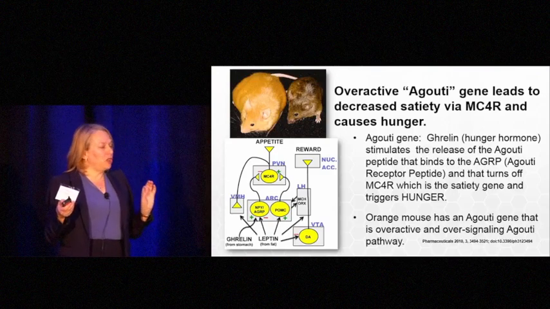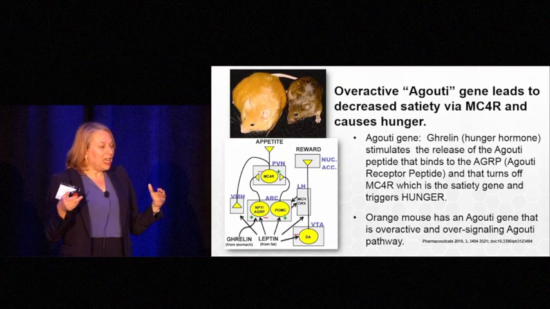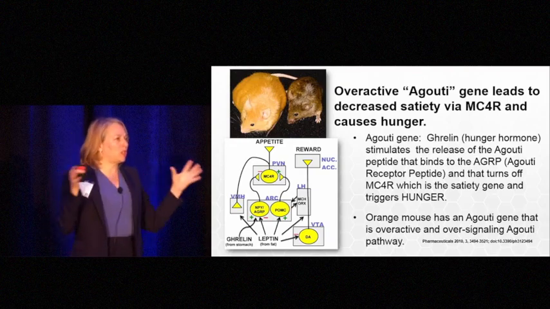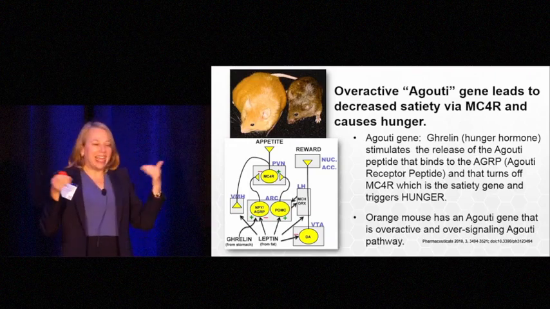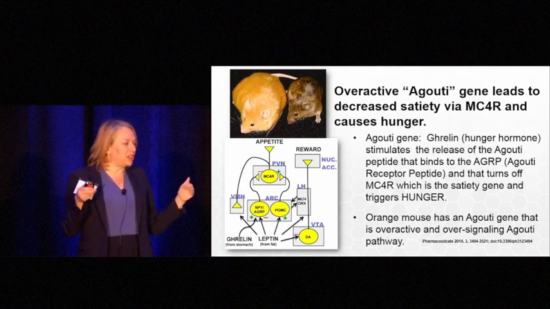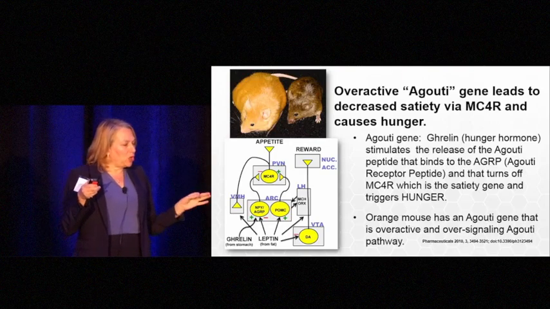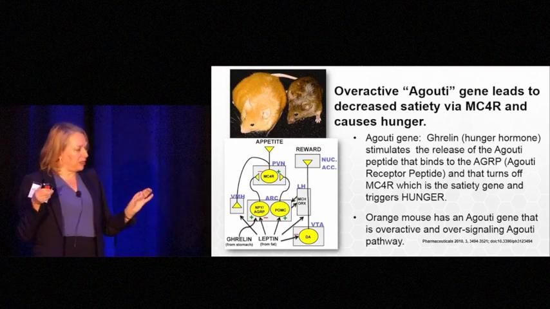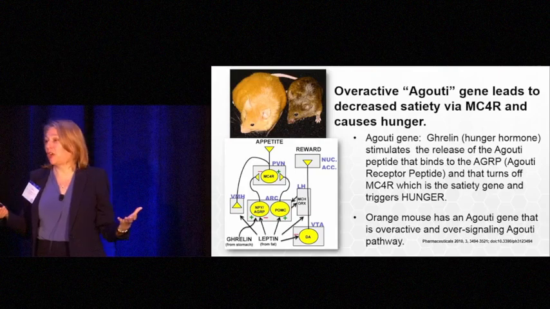And the overactive agouti gene leads to decreased satiety via a hypothalamic receptor that is supposed to make you feel full, called MC4R. And so, of course, ghrelin, growl, your stomach makes you feel hungry. Ghrelin makes you hungry and leptin makes you feel full. So just remember grr for growl. So ghrelin stimulates the release of the agouti peptides that binds to the agouti receptor, and that turns off that satiety gene. So if you have a gene that's overactive, then you have overactive agouti signaling, and if you have a defect there, you're not going to turn it off, and you're going to stay hungry.